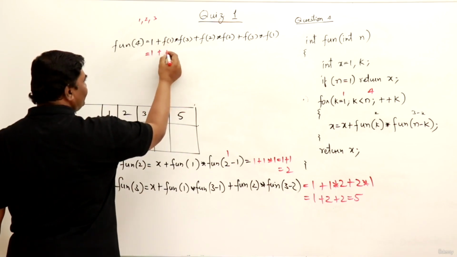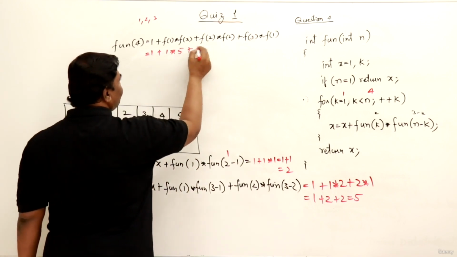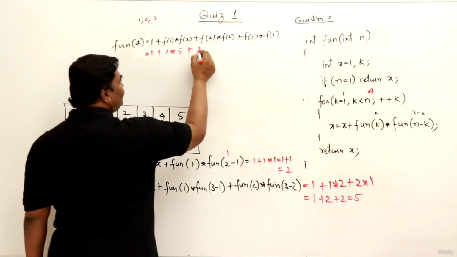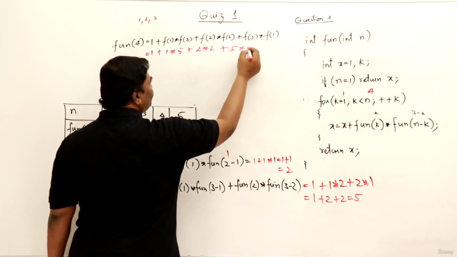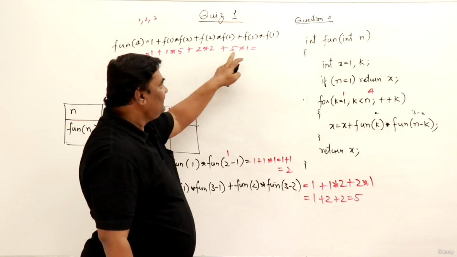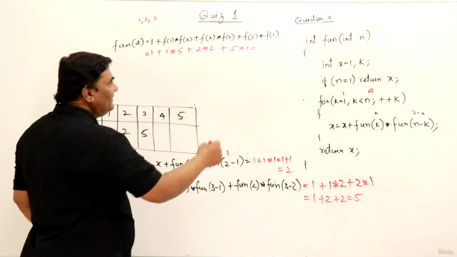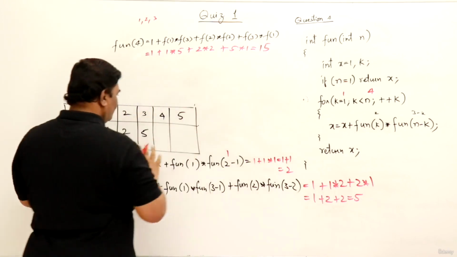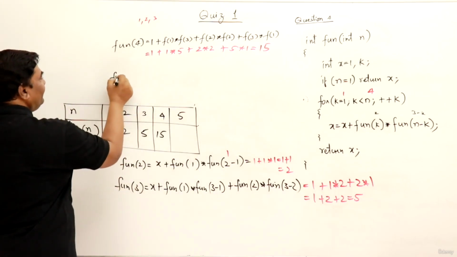f of 1 is how much? 1 into f of 3 is how much? 5. Plus f of 2 is 2, so this is 2 into 2. Plus f of 3 is 5 into f of 1 is 1. So how much is this? 5 plus 5, 10. 10 plus 4, 14, plus 1, 15. So this is 15. Then f of 5.